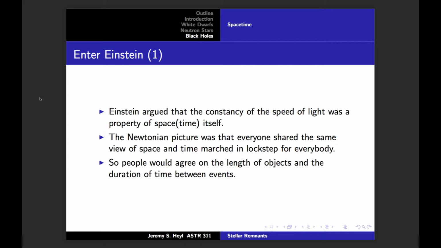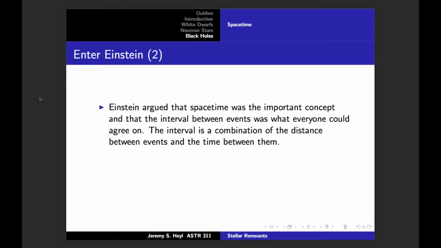But there is something that we do agree on, which is sort of the sum of those two in a way. It's actually the difference. So there is something called an interval that everyone would agree on, which is combining the distance between events, like the 3 kilometers, and the time between them, 1 hour.